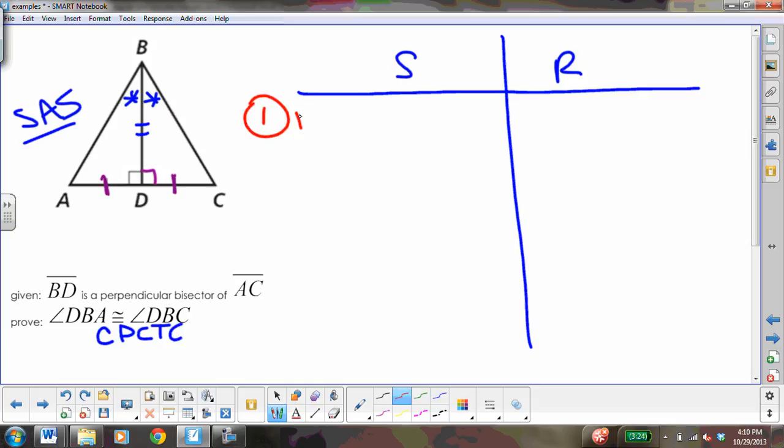So we'll start with our givens. BD is a perpendicular bisector of AC, and that's given.